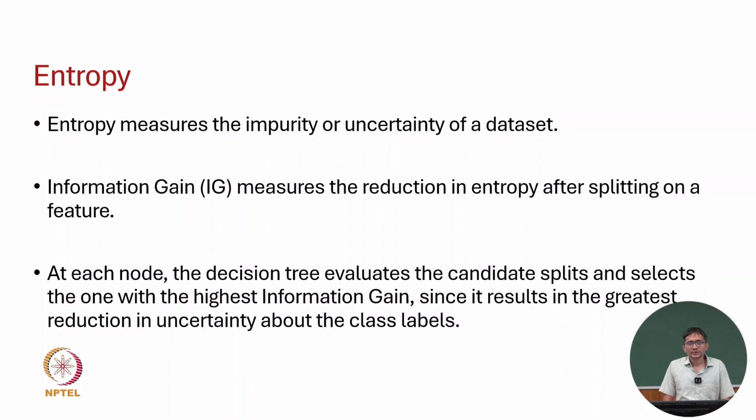At each node, the decision tree thus evaluates the possible candidate splits and selects the one with the highest information gain, since it results in the greatest reduction in uncertainty about the class labels.